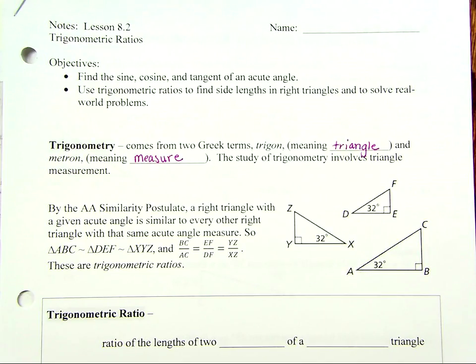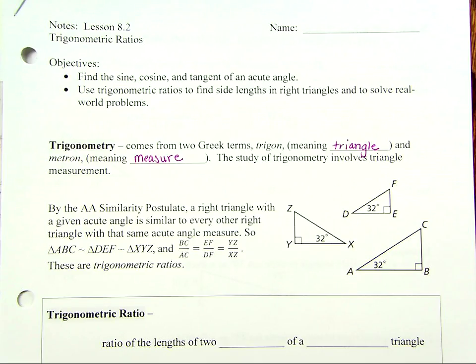In Lesson 8.2, we are going to start our discussion on trigonometry. Trigonometry comes from two Greek terms, trigon, meaning triangle, and metron, meaning measure. So the study of trigonometry involves triangle measurement.